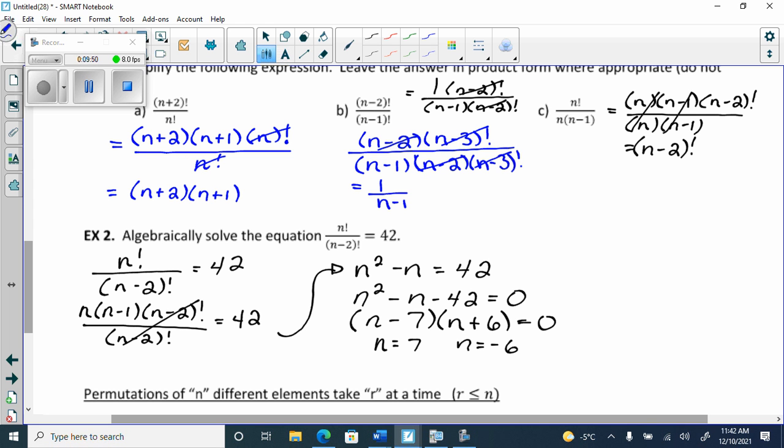Now n can never be negative 6, because a factorial symbol starts at a number and counts down till I get to 1, correct? Can you ever have negative numbers in a factorial? Can you do negative 6 factorial? No, it stops at 1 factorial, the very minimum you can do. And 1 factorial is just 1. So this is extraneous.